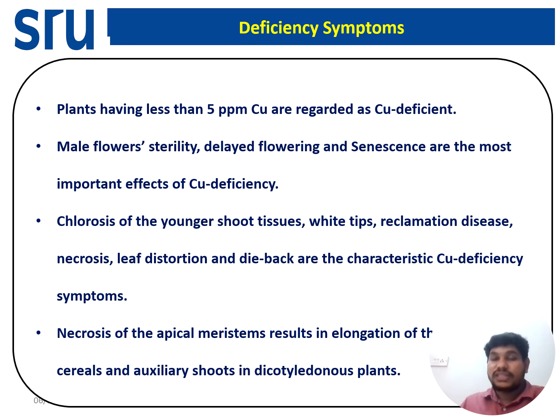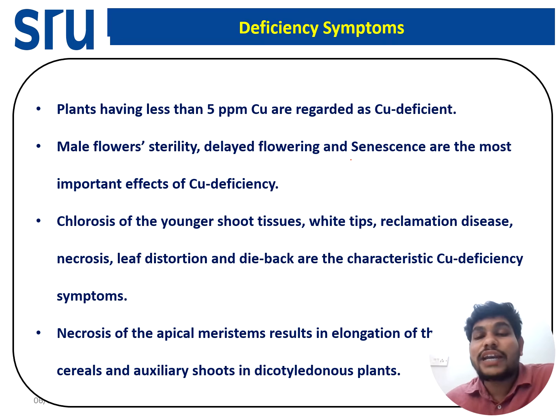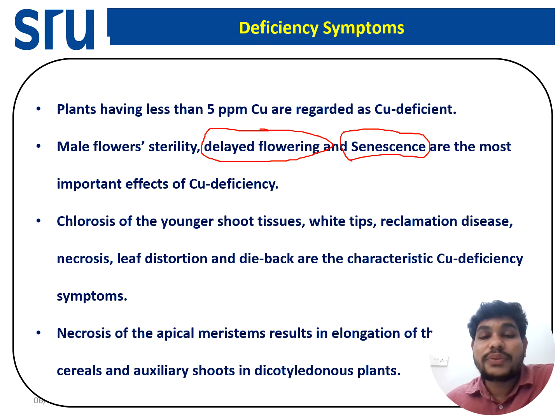Then the deficiency symptoms of copper. The copper deficiency symptoms will occur in a plant when the copper content is less than 5 ppm. Most of the problems with copper deficiency are male sterility, delayed flowering, and shedding of leaves. The shedding of leaves, called senescence, occurs due to the release of ascorbic acid in a plant due to the absence of copper. There is a delay in flowering because of the deficiency of copper.